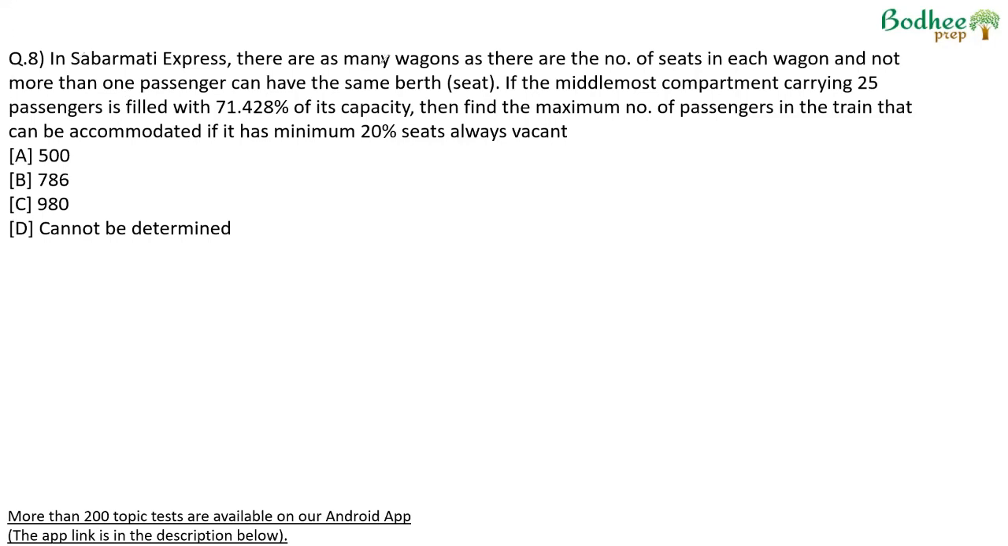In the Sabarmati Express, there are as many wagons as there are number of seats in each wagon, and not more than one passenger can have the same berth. If the number of wagons is X, the number of seats per wagon is also X. So the total number of seats available in the Sabarmati Express is X into X, that is X square. If the middlemost compartment carrying 25 passengers is filled to 71.428% of its capacity, find the maximum number of passengers in the train that can be accommodated if it has a minimum 20% seats always vacant.